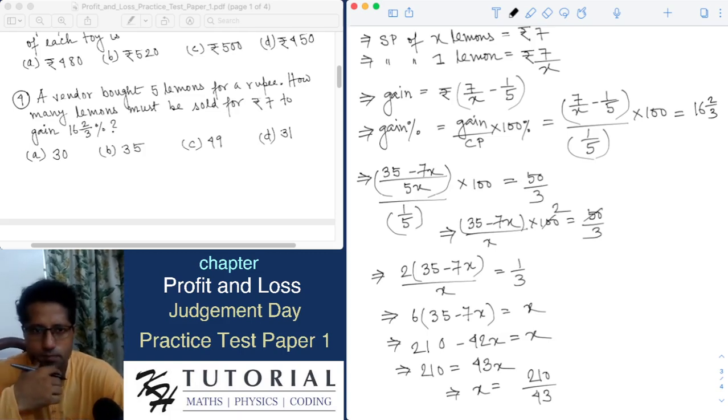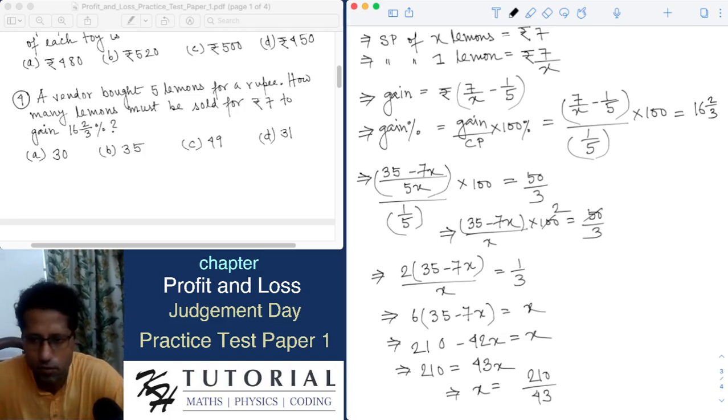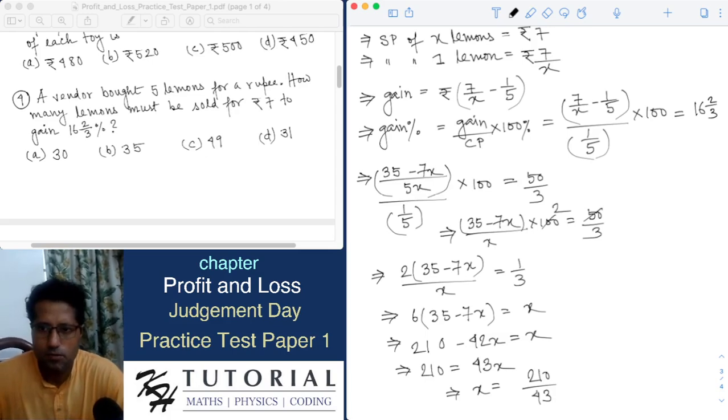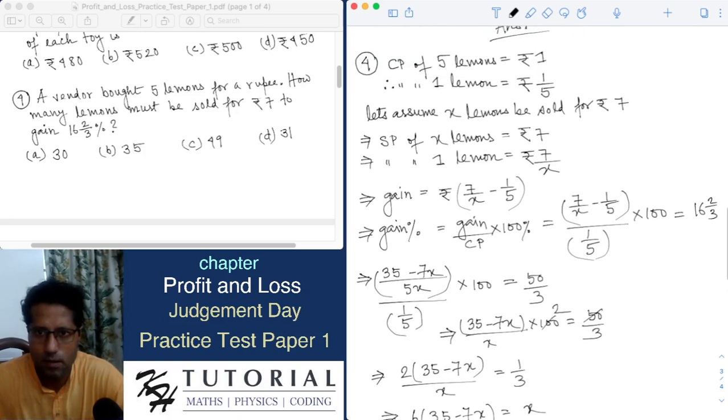X should be an integer. I think there is a mistake, because 210 by 43 is definitely not any value which is given in the choices. So let's see, maybe I've made some mistake. We have assumed that the cost price of 5 lemons is 1 rupee. So the cost price of 1 lemon is rupees 1 by 5.